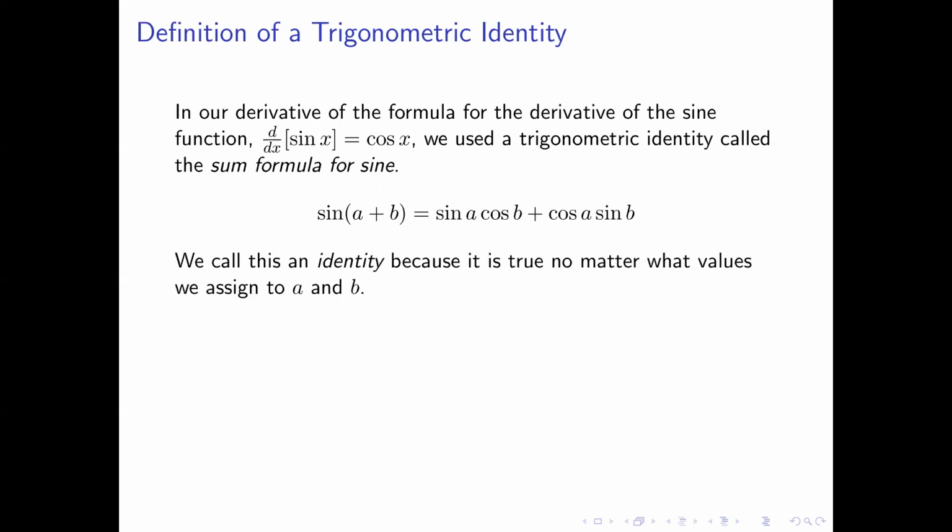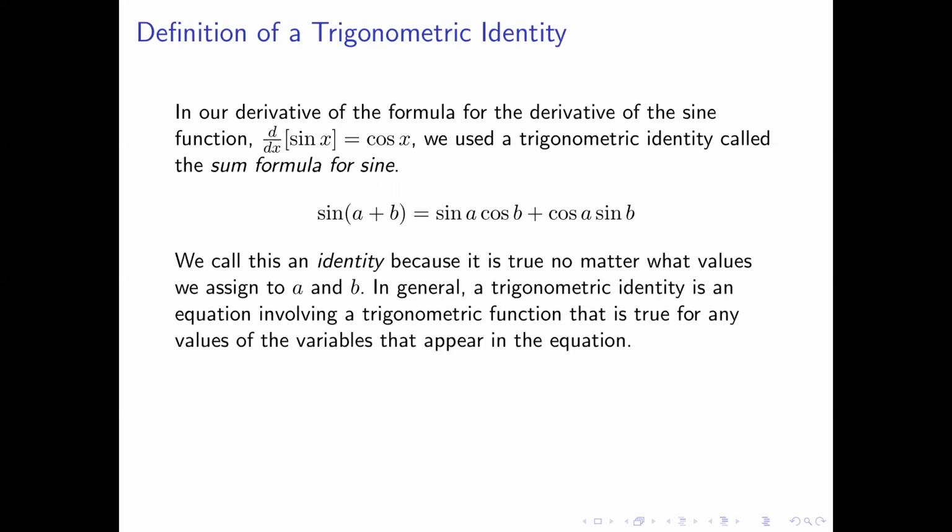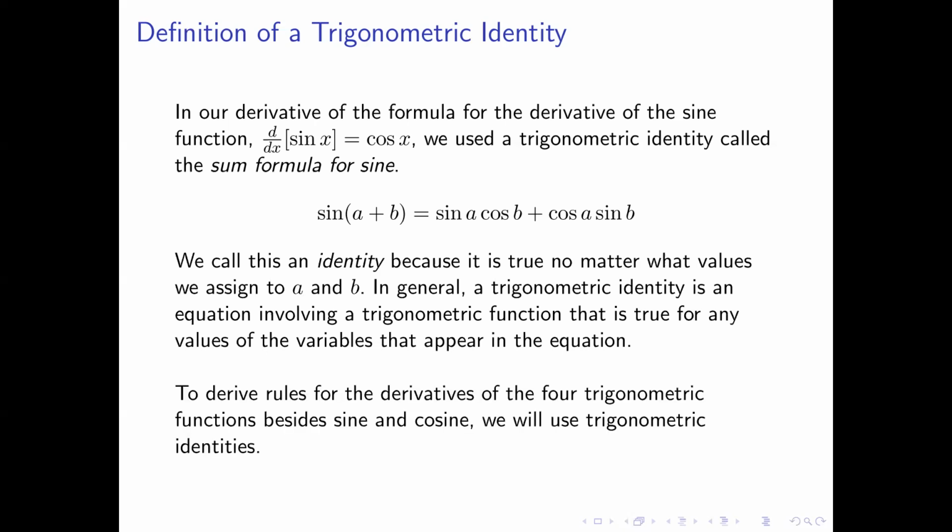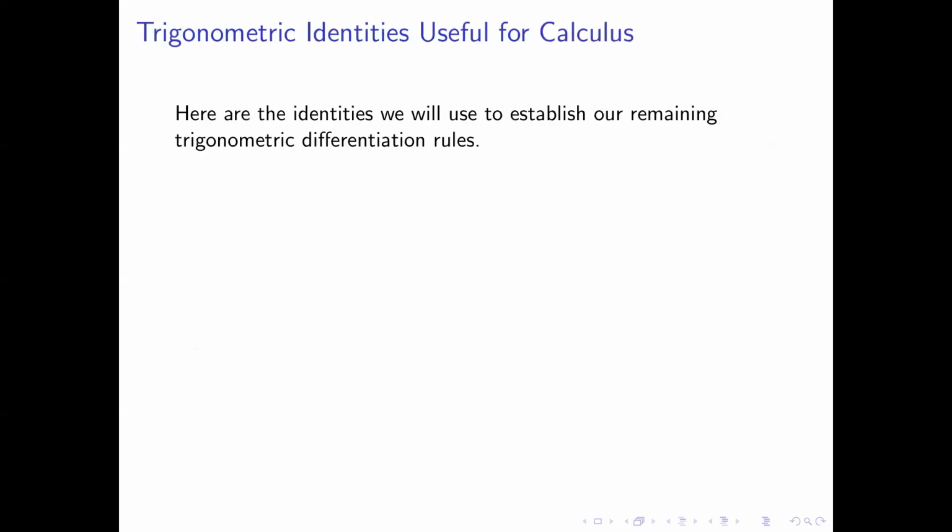And we call this an identity because it's true no matter what. In particular, it's true no matter what values we assign to a and b. And that's sort of the general idea behind a trigonometric identity. It's an equation involving trigonometric functions that's true no matter what values get assigned to any variables that appear in it. And we are going to use some trigonometric identities to come up with the rules or the formulas for the derivatives of the four trigonometric functions besides the sine and cosine functions. Let's take a look at what those identities are.